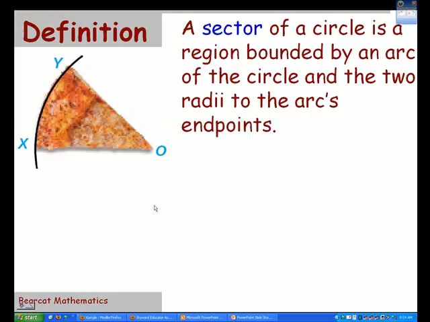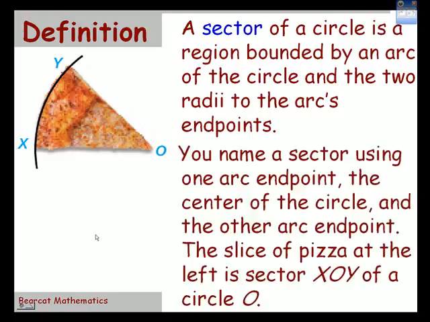That's a classic example. You can name a sector using one arc endpoint, the center of the circle, and the other arc endpoint. In other words, you can say YOX or XOY, kind of like naming an angle. But you can't say YXO. O can't be the last letter or the first letter. It has to be the middle letter. The slice of pizza at the left is sector XOY of circle O. So these are sectors, and we can find areas of them too.